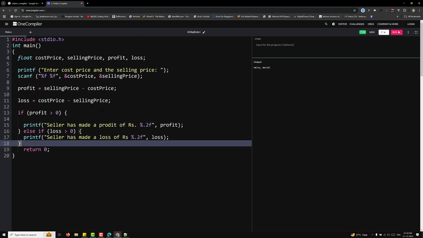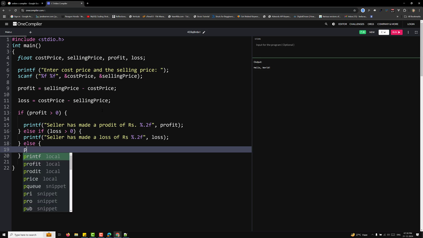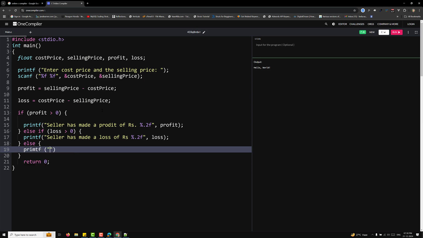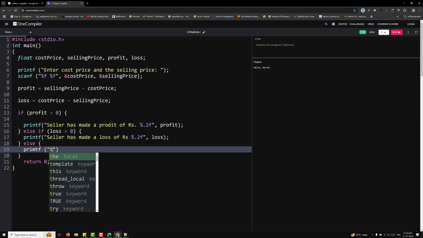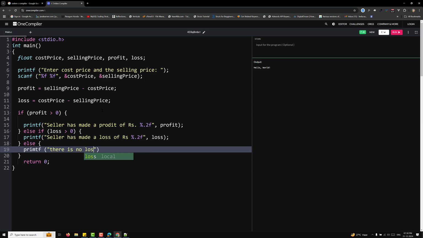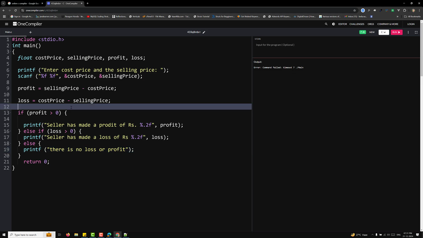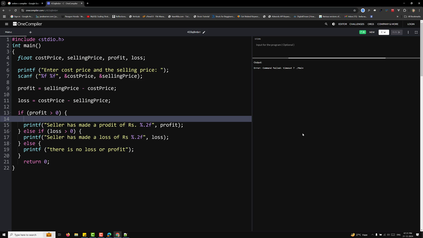If nothing has happened, then I can do an else printf "There is no loss or profit". That's it. Now if I try to run this, it is executing, so let it execute. Command timeout. What is the problem here? I don't know. Let's execute it again.